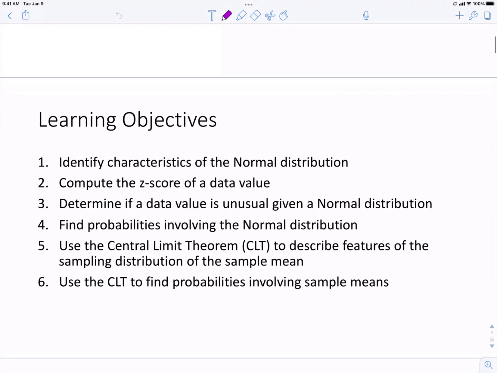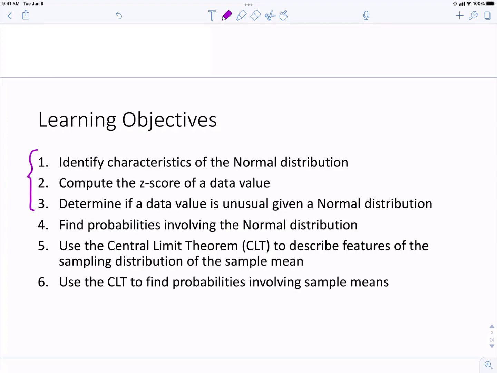So welcome to Asynchronous class session number 3. In this session, these are our learning objectives. And so this session is going to have 3 videos. The first video is going to cover these first 3 learning objectives.